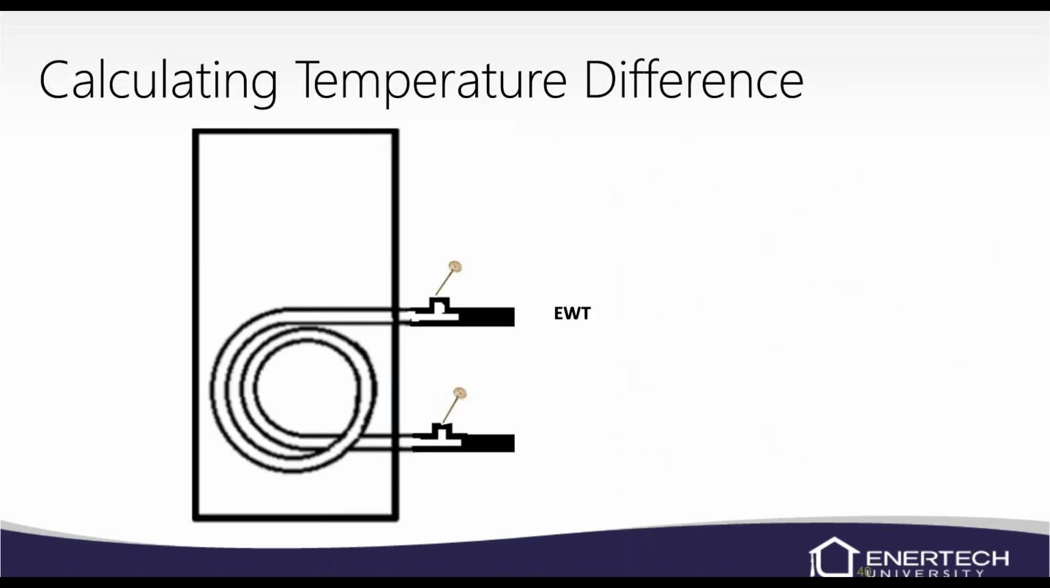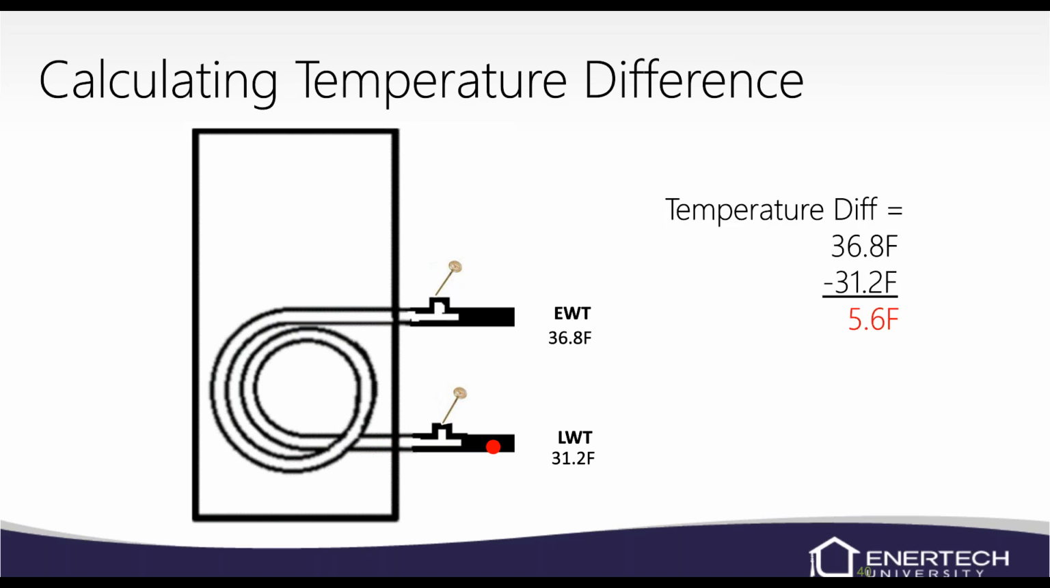Calculating temperature difference, I'm sure you've probably done airside many times, checking across the air coil to see what the temperature difference is. Well, it's really no different here, except we're checking water temperature. So entering water at 36.8 and leaving at 31.2, we just do the math on that, and it gives us a 5.6 degree temperature difference.